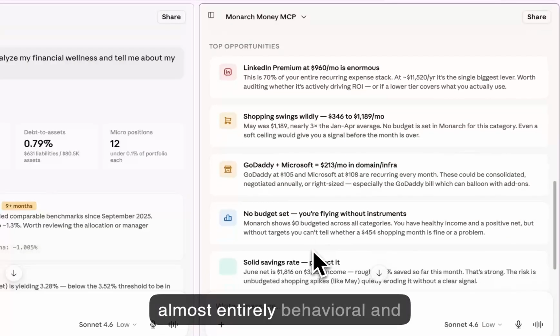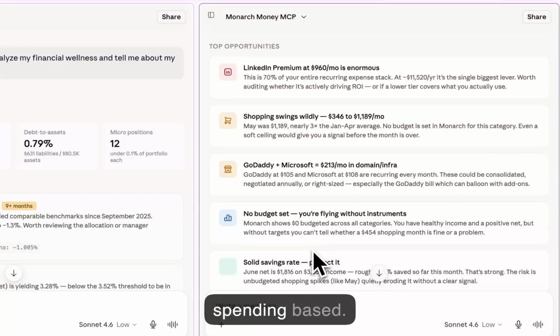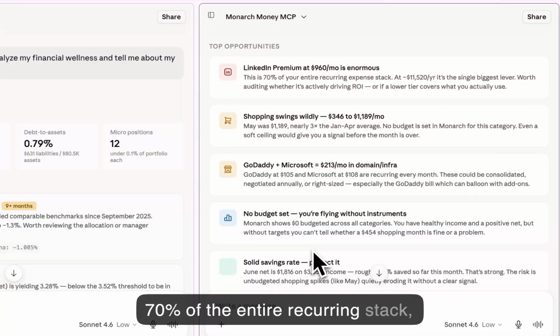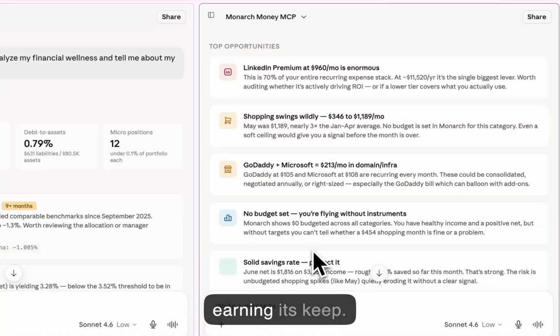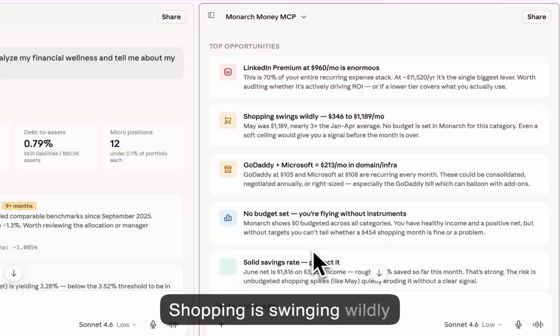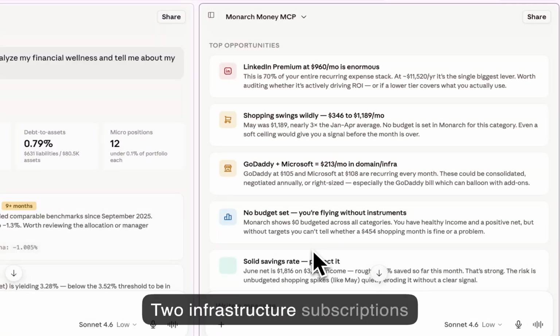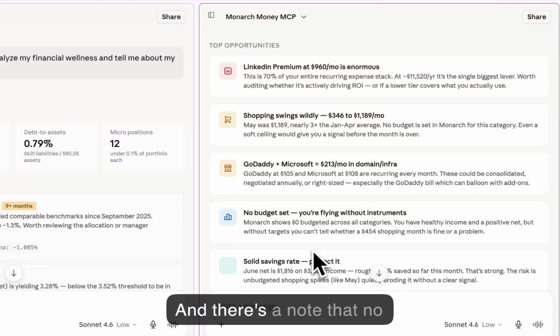The opportunities it surfaces are almost entirely behavioral and spending based. One subscription is flagged as 70% of the entire recurring stack, worth auditing whether it's earning its keep. Shopping is swinging wildly month to month, with no budget set as a guardrail. 2 infrastructure subscriptions are flagged as consolidation candidates.